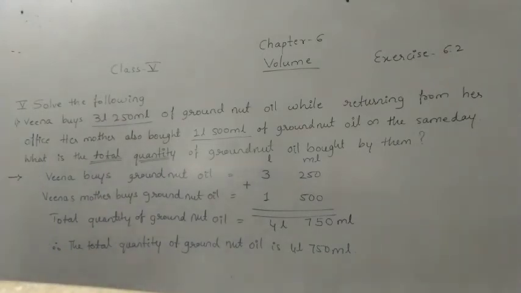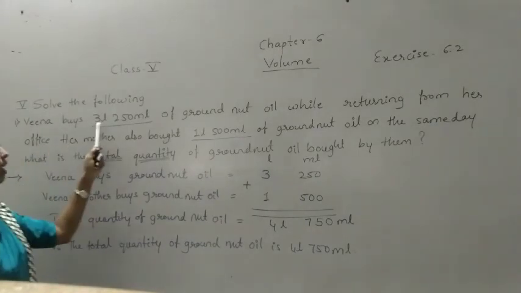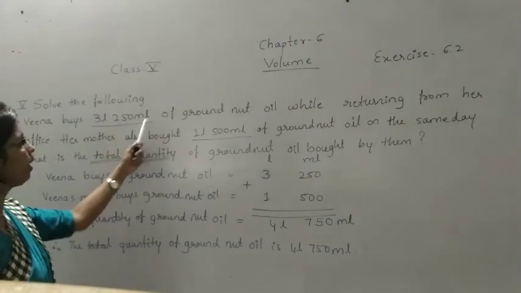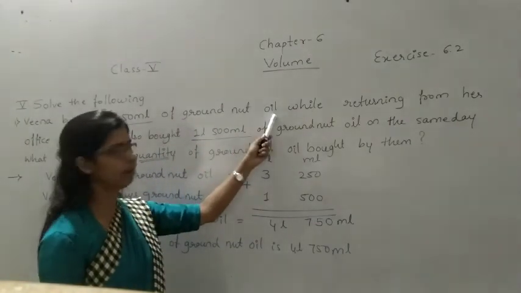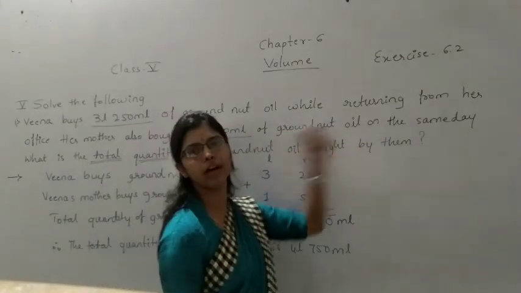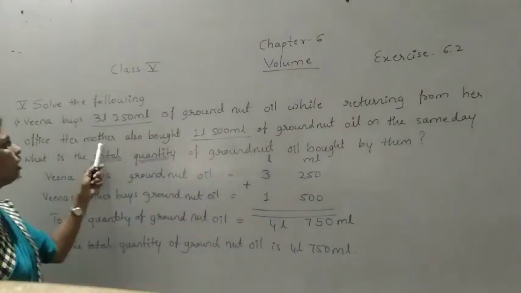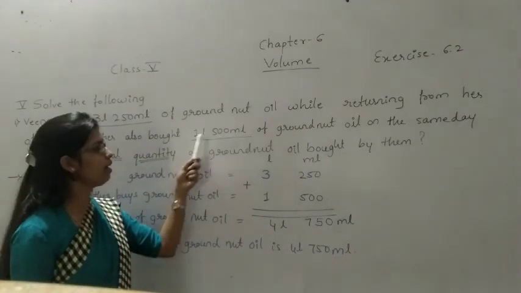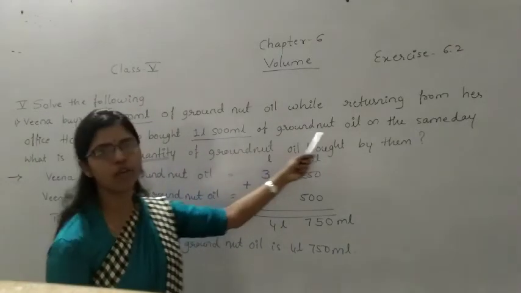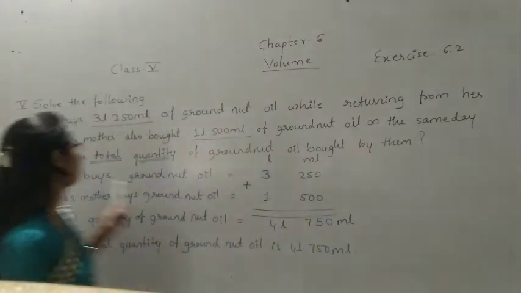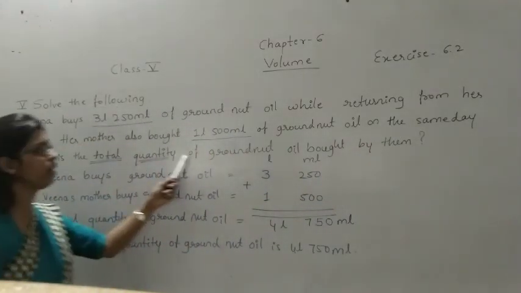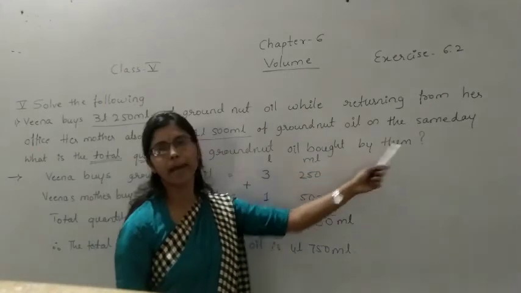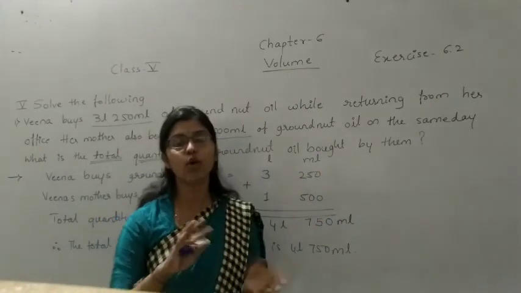See dear students, again I am reading the question. First you should understand the question. Veena buys 3 liter 250 milliliter of groundnut oil on the same day. What is the total quantity of groundnut oil bought by them? So they are asking what is the total quantity of the groundnut oil. So because of that reason we should add the quantities.